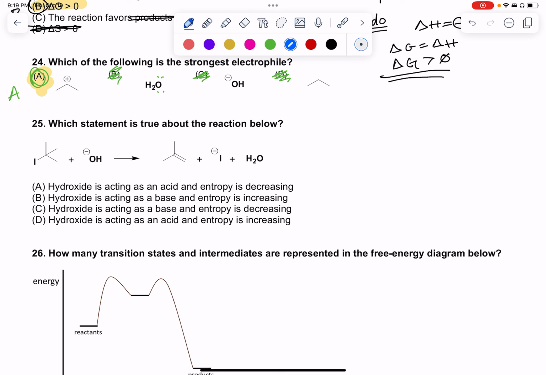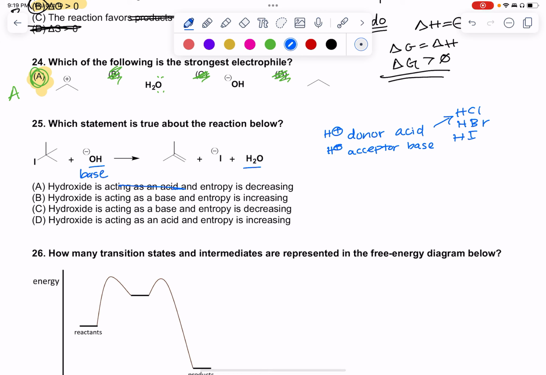So the Bronsted-Lowry definition is proton donor is an acid, and proton acceptor is a base. And I remember this because all acids have like H in front of them, HCl, HBr, all the strong acids, HI, so on and so forth. So an acid is giving up that front proton, and a base is going to accept it. So our base accepted a proton. This has got to be our base. So I can get rid of anything that says that hydroxide's acting as an acid. That ain't happening.